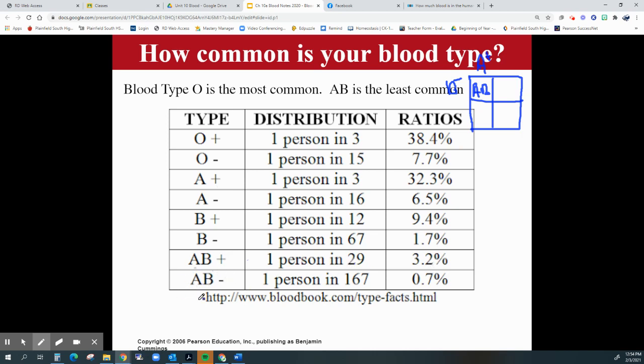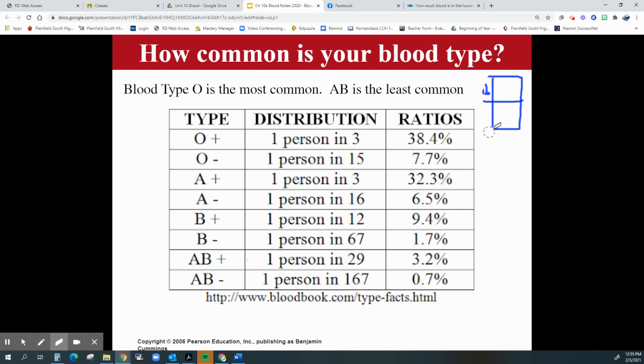You would have to have two parents that are A negative and B negative, and those two alleles would have to show up in a box for that to happen. Same thing with O negative. You have to have parents who are O, and then their other allele is O negative to be able to show up in that.